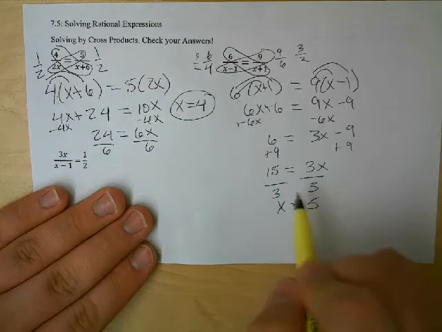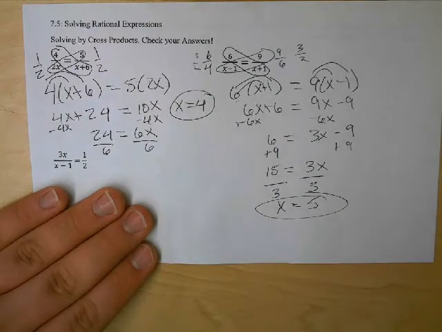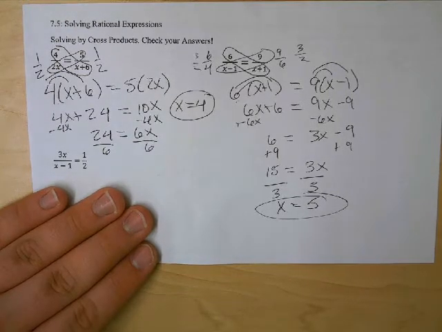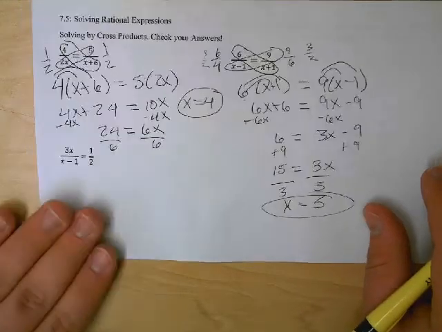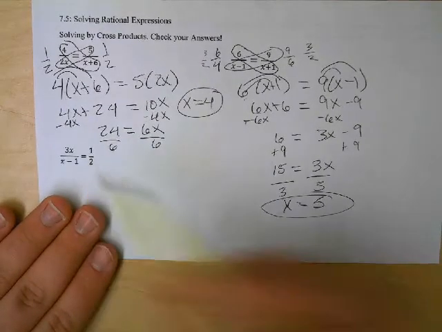Make sense? Do you need to see one more example, or do you got it? We're good. We're done with that one. Cross products are pretty easy. What about the other one? Yeah, it's the same thing.